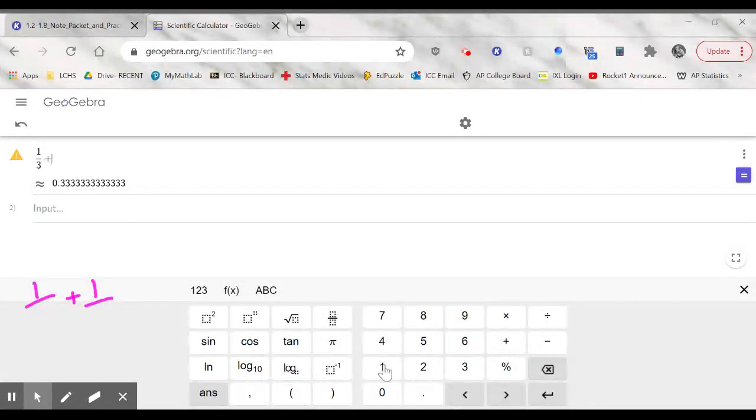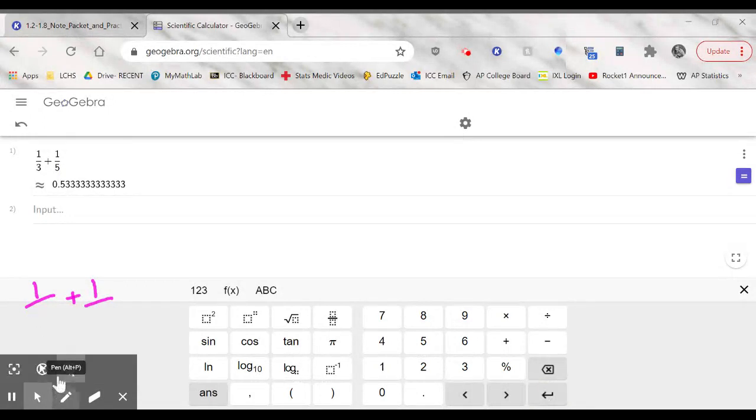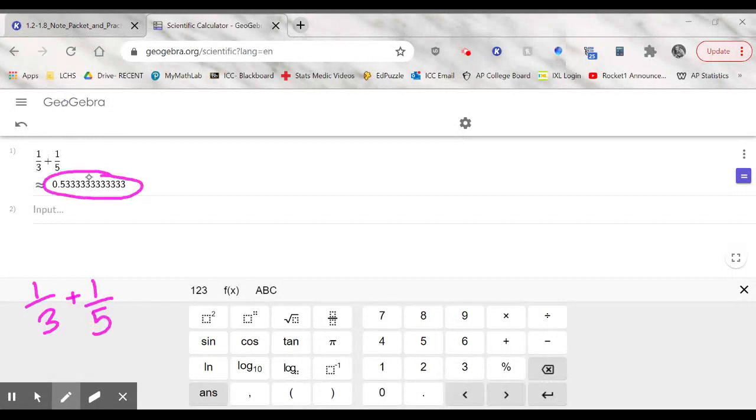Okay, what we're going to do next is add 1 over 5. So I'm going to type the fraction button in again. I'm going to have 1 over 5. And then I can press equals, and it will add those for me. And if you look at this, it matches what we had at the beginning of the problem when we changed it to a decimal with 0.53 repeating.